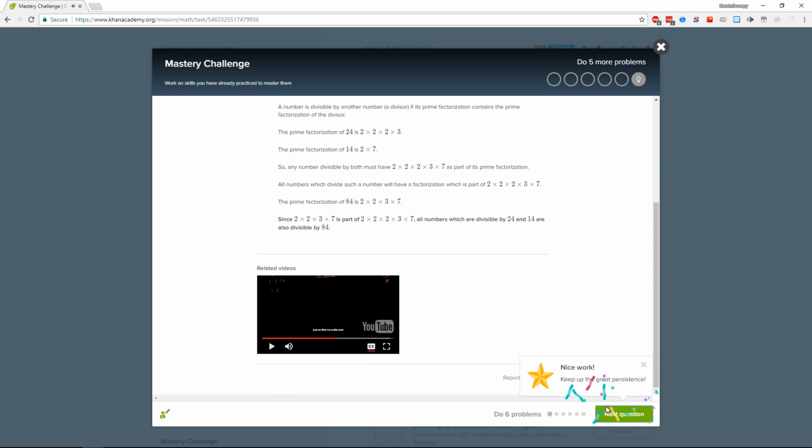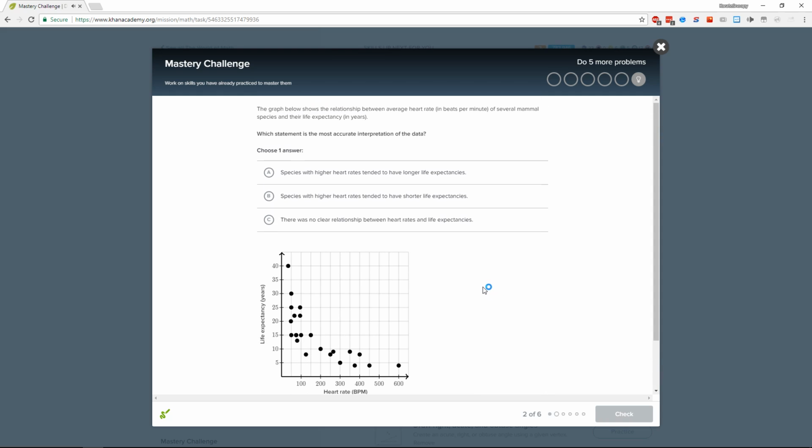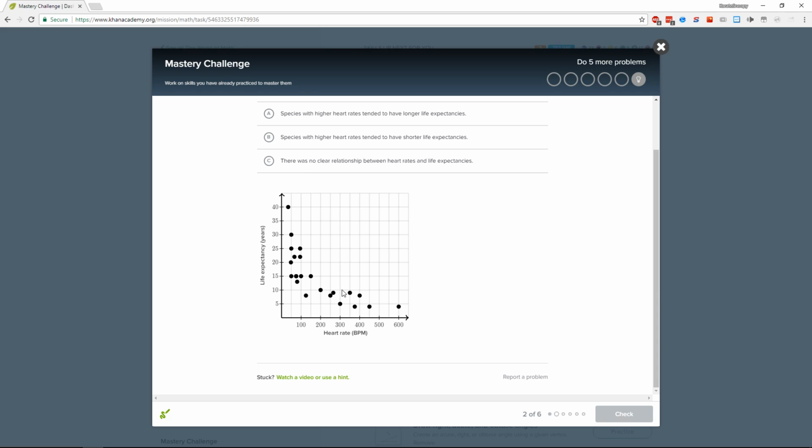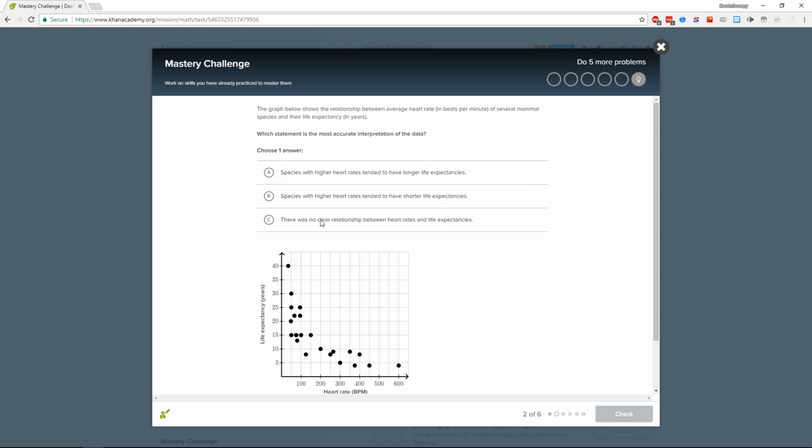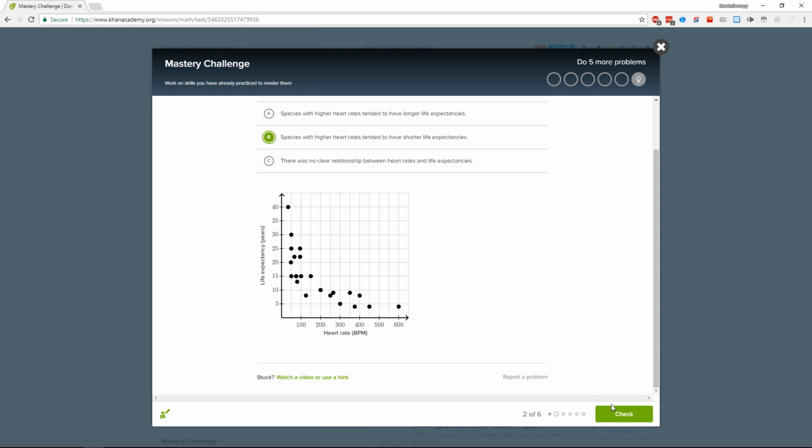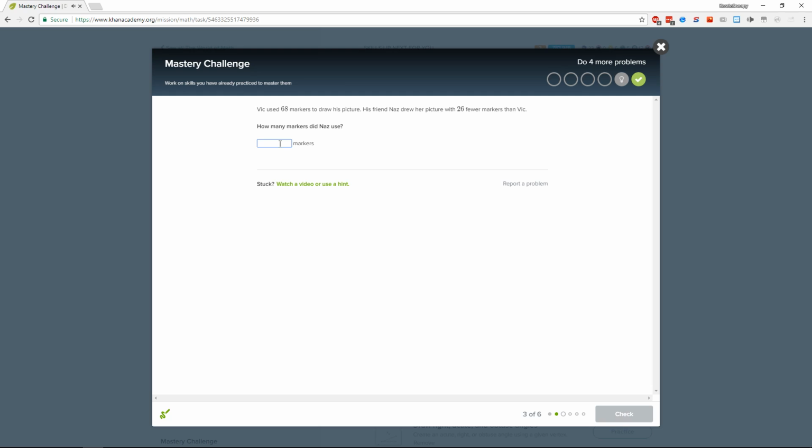Alright. Know how to do that now. Several mammals. Which statement is the most accurate interpretation of the data? Species with higher heart rates tend to have longer life expectancies. No, higher heart rates tend to have shorter. Yes. Fewer markers.